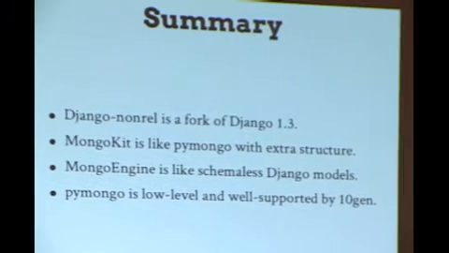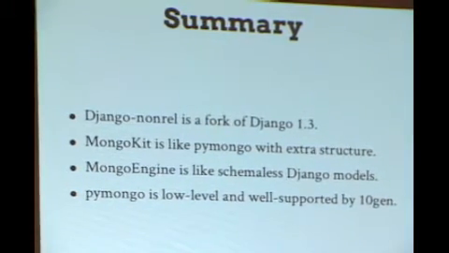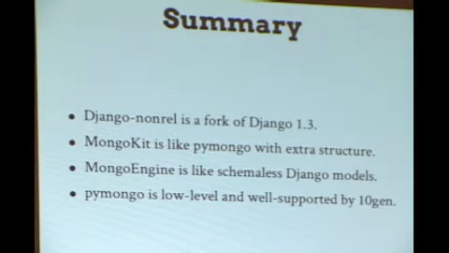So, a summary: you've got Django non-rel, which is a fork of Django. And MongoKit, which is like PyMongo with some structure and a foundation to work off of. And Django Engine, which is very similar to Django models, but with a schemaless database background. And PyMongo, which is kind of like programming in assembly, but with vendor support.